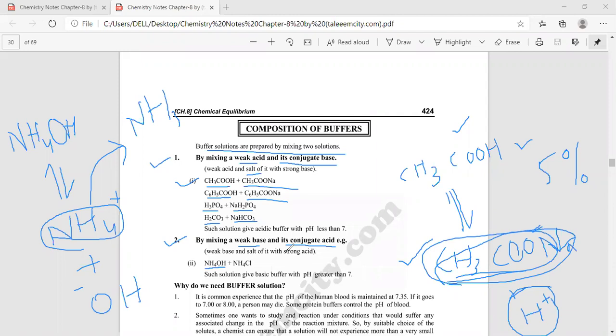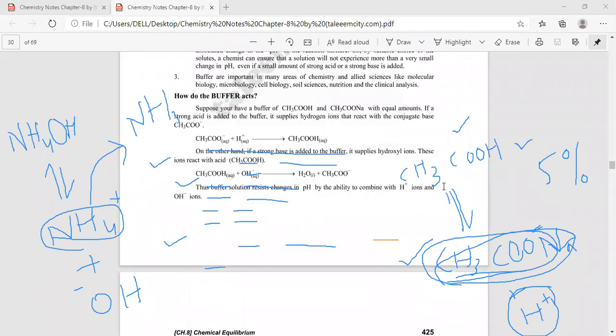So it's very important that a buffer solution should be present to maintain the pH. In cell biology, microbiology, molecular biology, and clinical sciences, there are many applications of this buffer solution. Let's talk about how buffer solutions act.